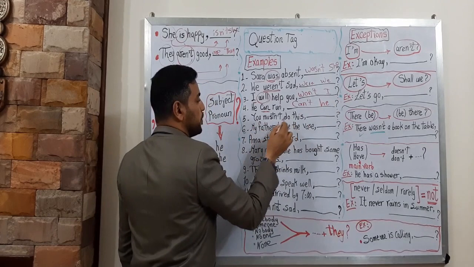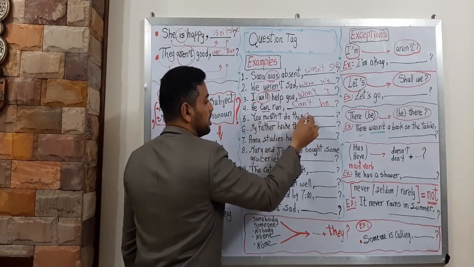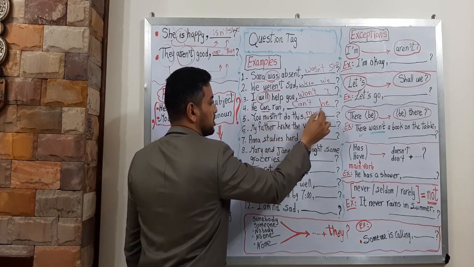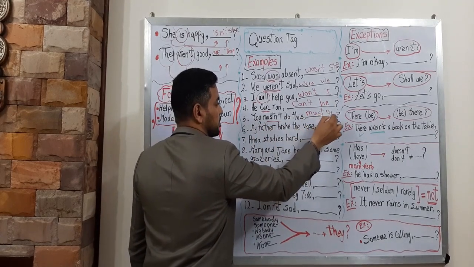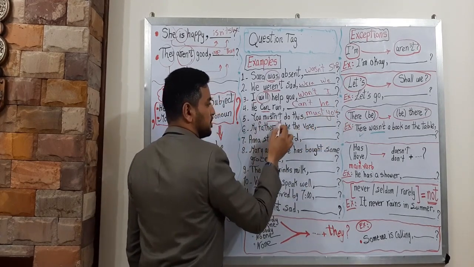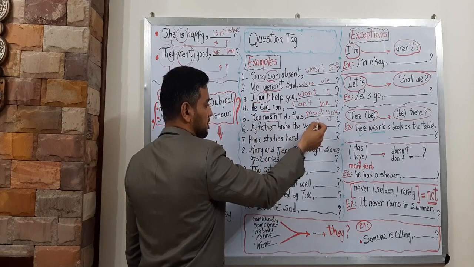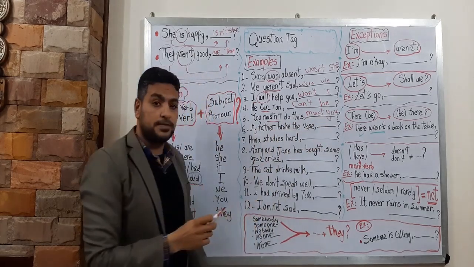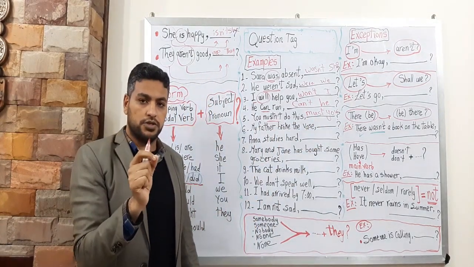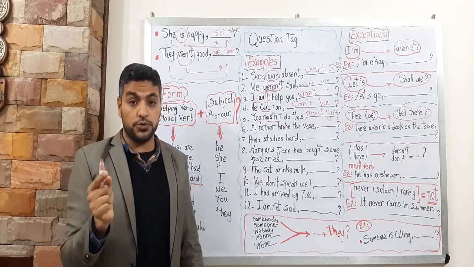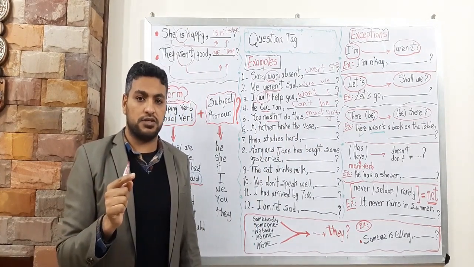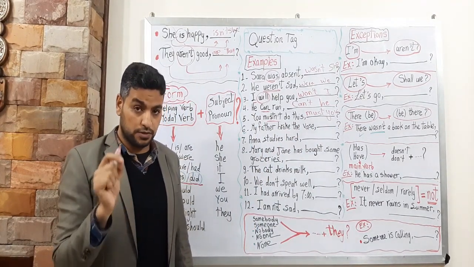Number 5, you mustn't do this. It will be must you. It's negative, so the question tag will be positive. Understand this point? But if it's you must do this, it will be mustn't you, or needn't you. Okay, understand this point?